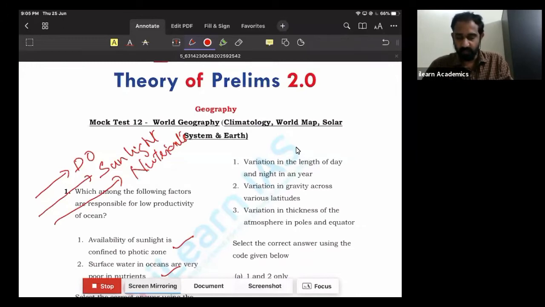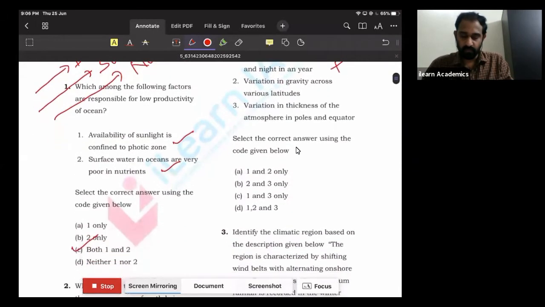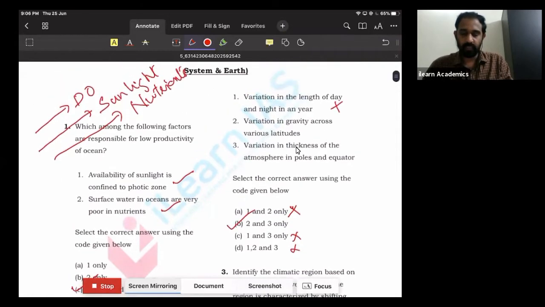The first statement says the variation in length of day and night in a year. This is associated with the tilted axis and revolution around the sun. So this one is wrong, and you can eliminate statement one. If you eliminate statement one, you will directly get the answer. But let us look at the other two statements.